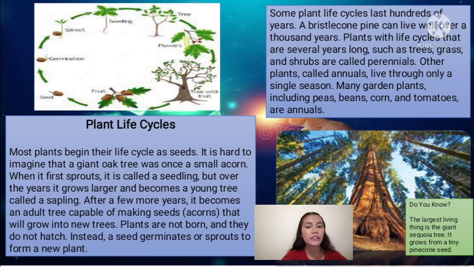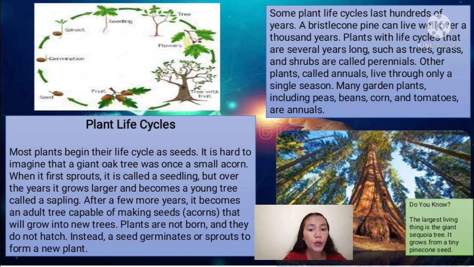Next is plant life cycles. Most plants begin their life cycle as seeds. It is hard to imagine that a giant oak tree was once a small acorn. When it first sprouts, it is called a seedling. But over the years, it grows larger and becomes a young tree called a sapling.